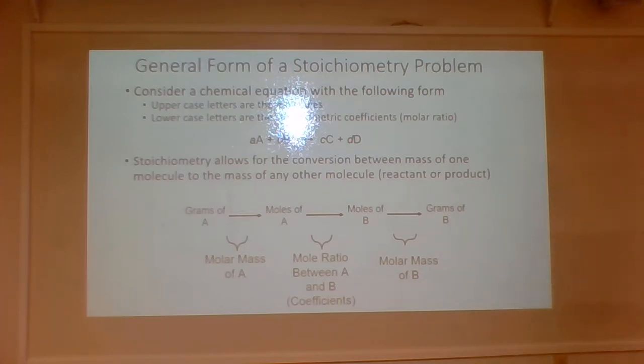The stoichiometry allows for the conversion between the mass of one molecule to the mass of any other molecule, whether it's a reactant or a product. So if we start with the grams of A, we can convert to moles of A using the molar mass. Then we can convert between moles of A to moles of B using the molar ratio, which is given to us by our chemical equation. And then we can again use the molar mass to convert moles of B into the grams of B. So these are just different forms of our conversion factors to convert from one quantity into another using stoichiometry.